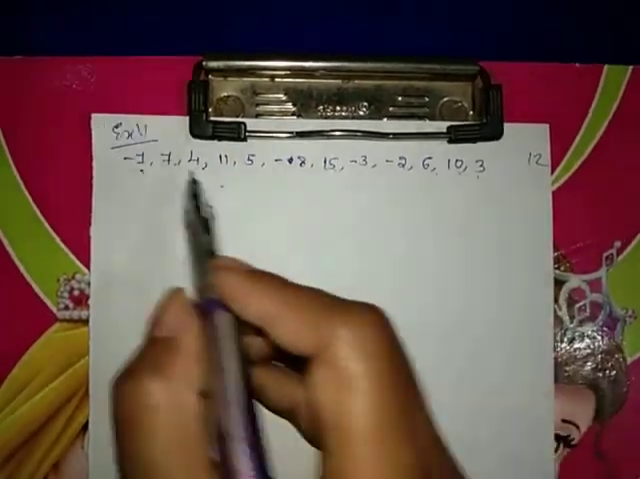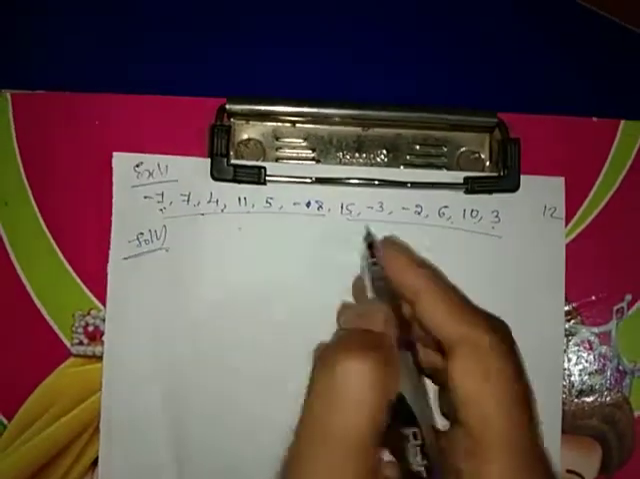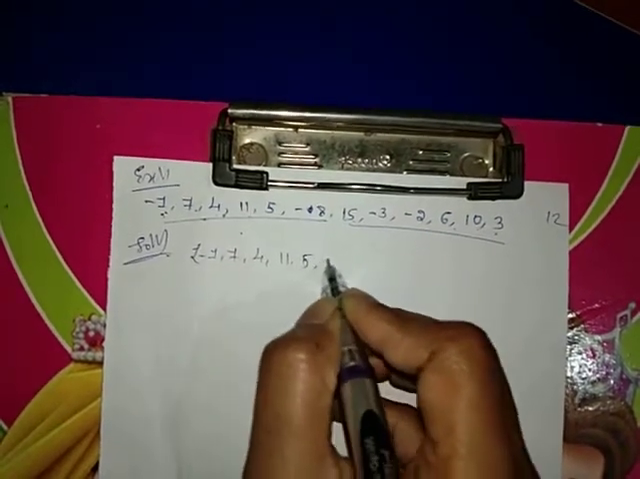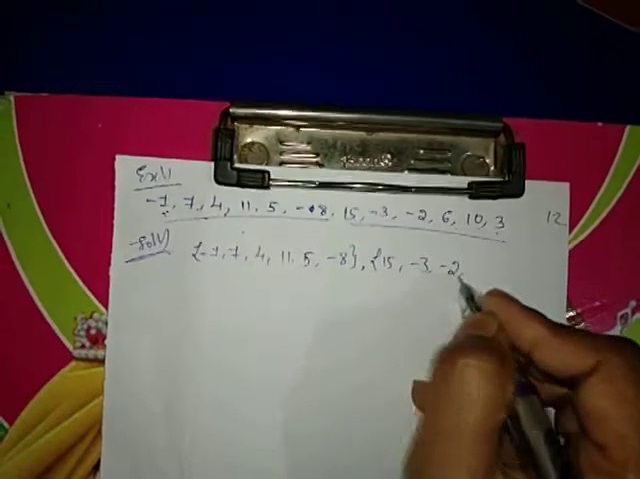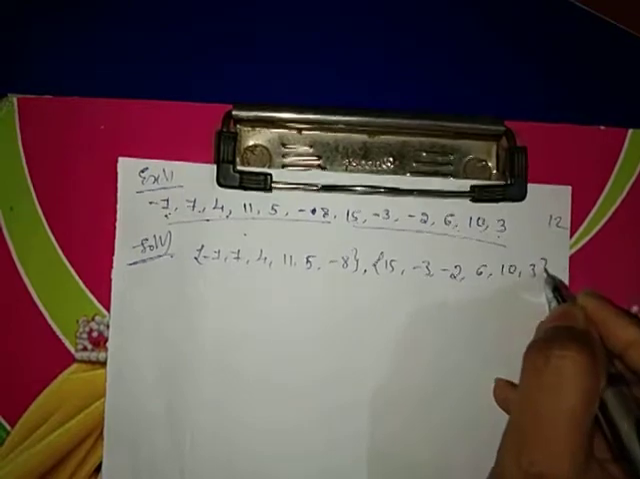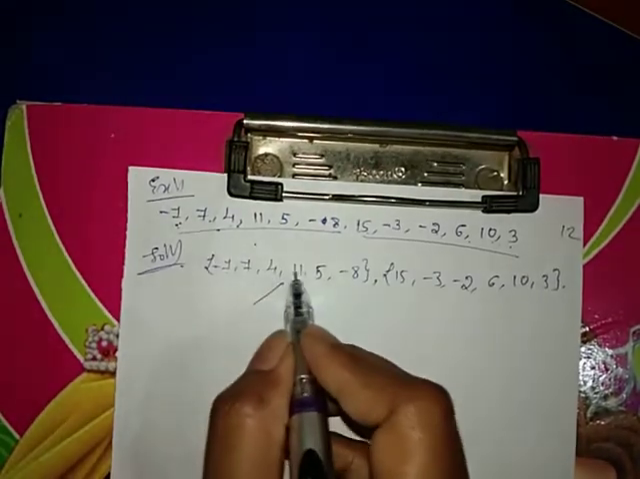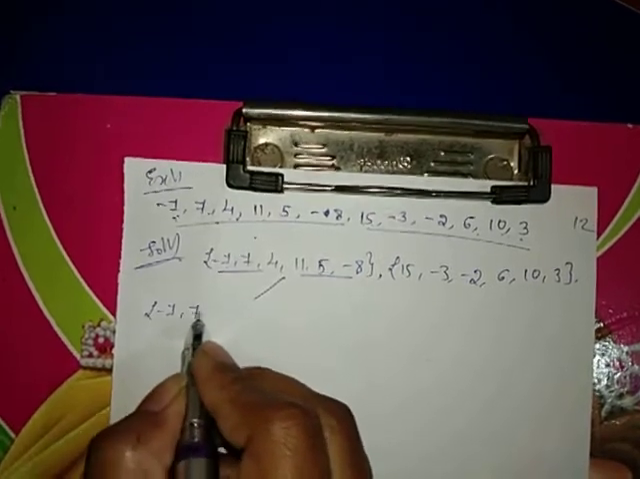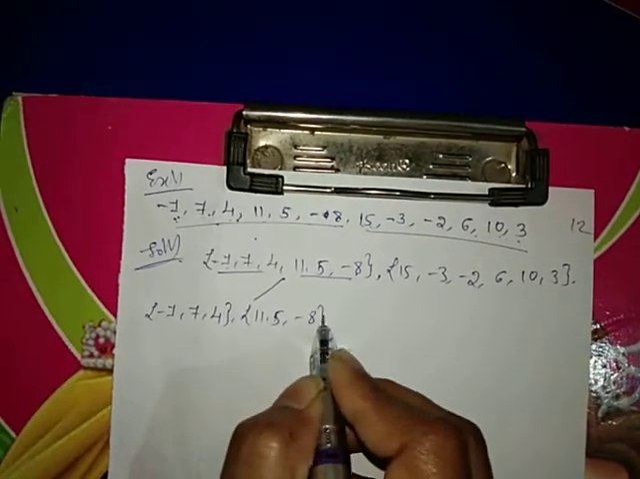Split it as 6 plus 6 first: 1, 2, 3, 4, 5, 6, and then the remaining 6. So come to the procedure here. List the numbers: -1, 7, 4, 11, 5, -8. And the other split is 15, -3, -2, 6, 10, 3. Now we have to split this again. Again 6 terms will be there. Split it as 3 plus 3. So now it is -1, 7, 4, and the other is 11, 5, -8.